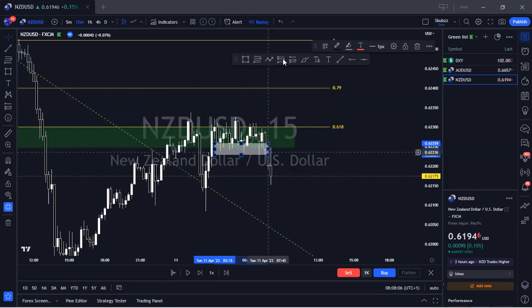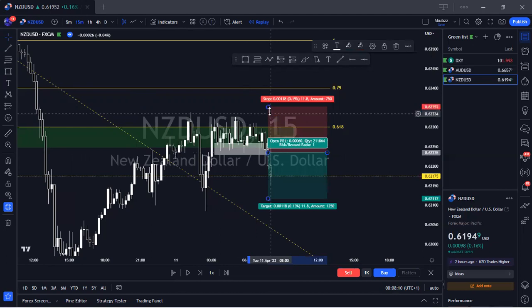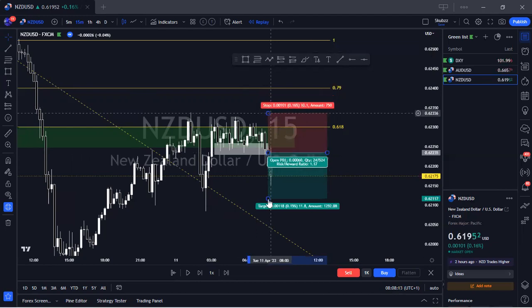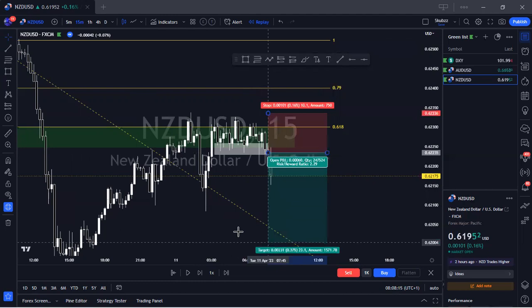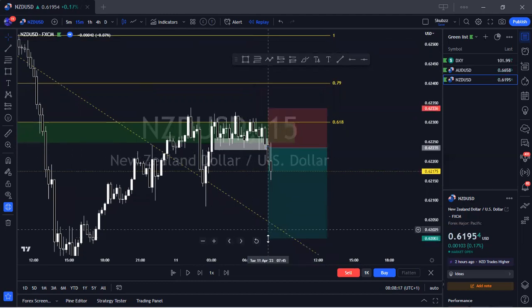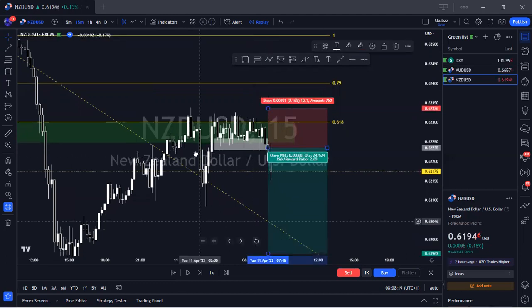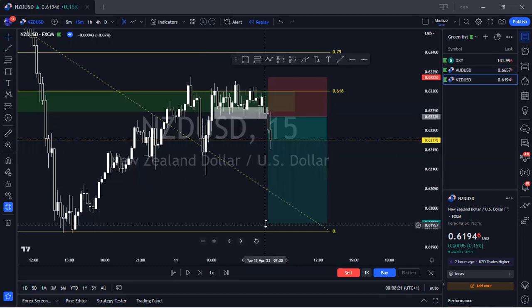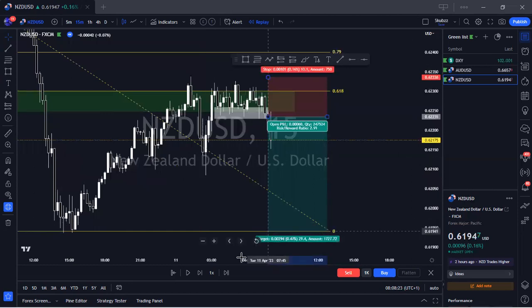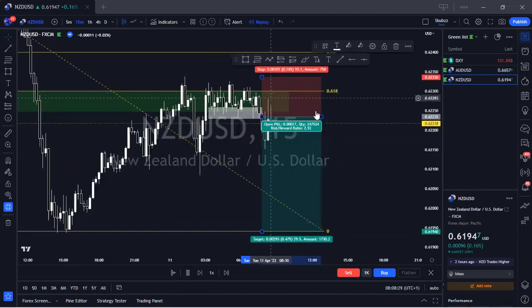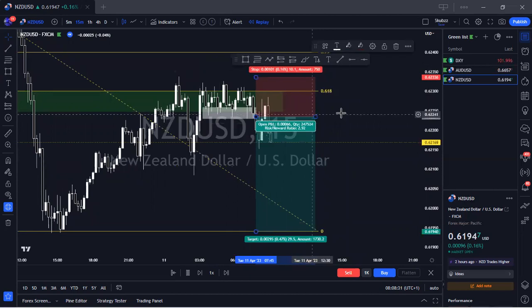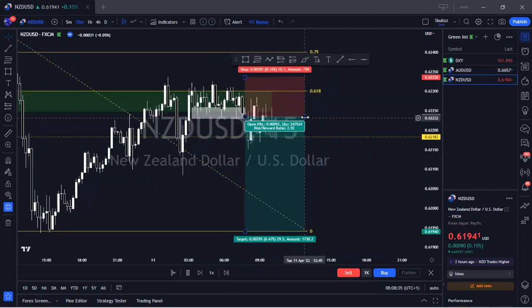After that break, we set our sell limits there, dropped our stop loss above here, and targeted these lows to the downside. It was roughly a 3-hour trade. Price went back, activated it, and then we held it till the sales happened. So that was basically it.